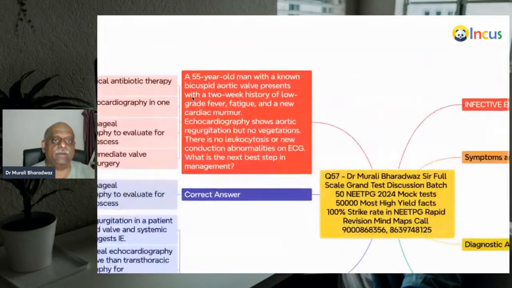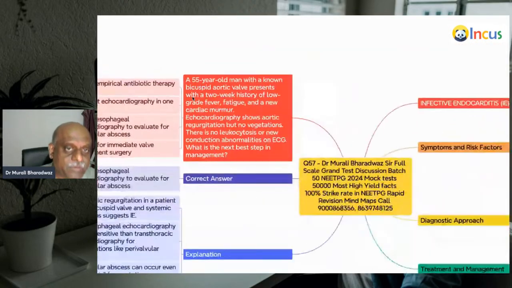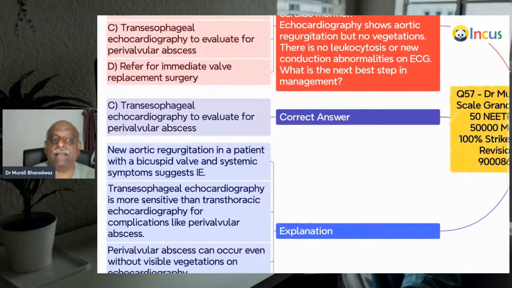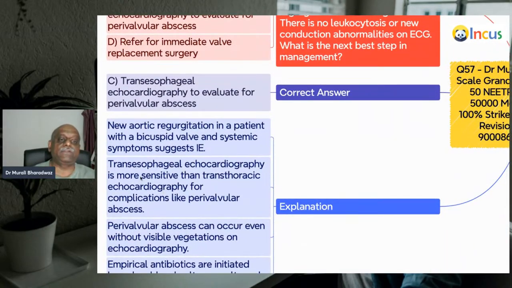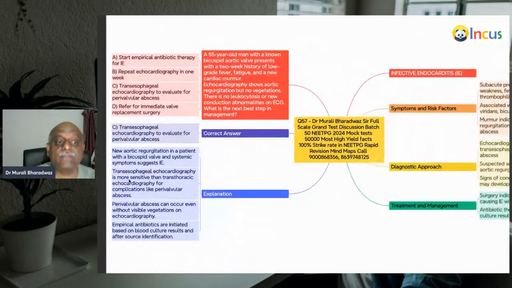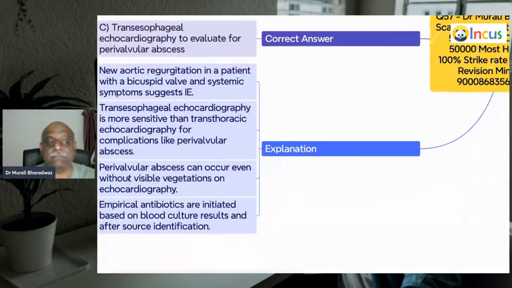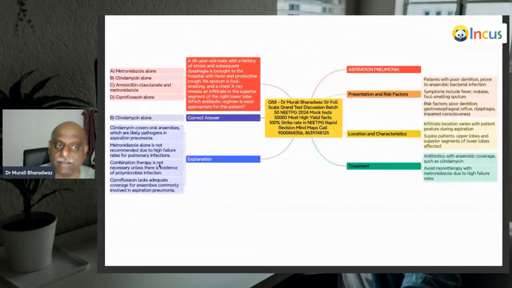A 55-year-old with a known bicuspid aortic valve has a 2-week history of low-grade fever. So whenever there is a bicuspid aortic valve with aortic regurgitation along with systemic symptoms, think about infective endocarditis, and transesophageal echocardiography is more sensitive than transthoracic echocardiography to identify the perivalvular abscess, is what you need to remember.